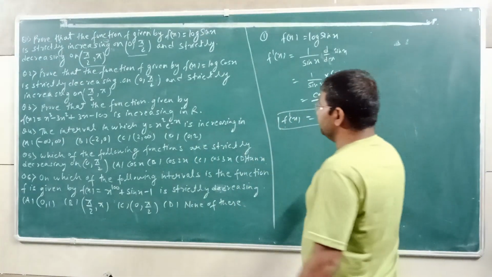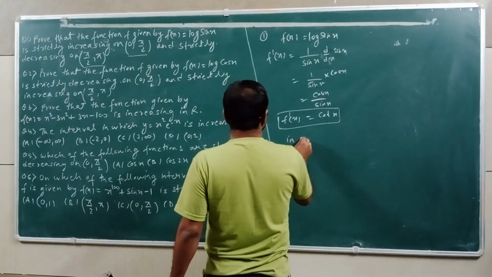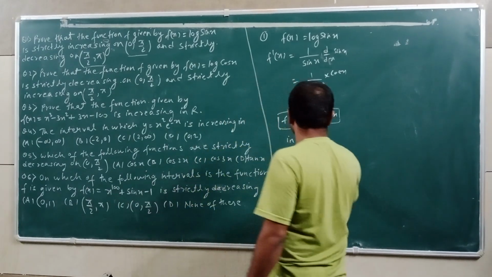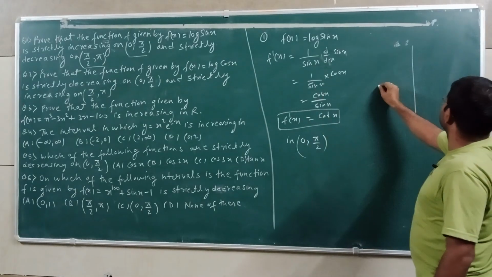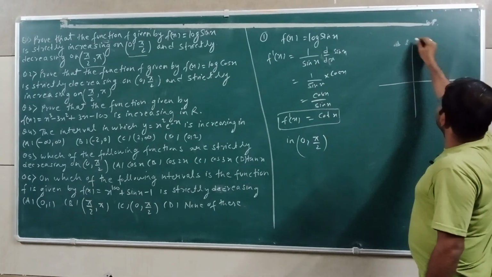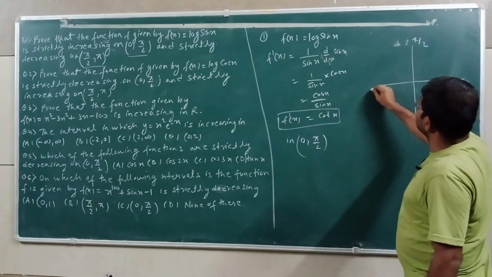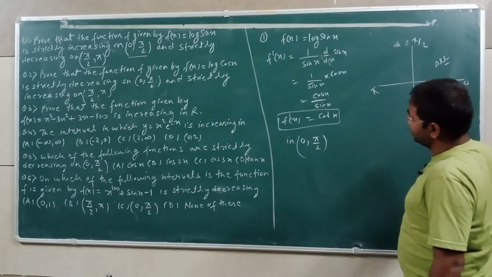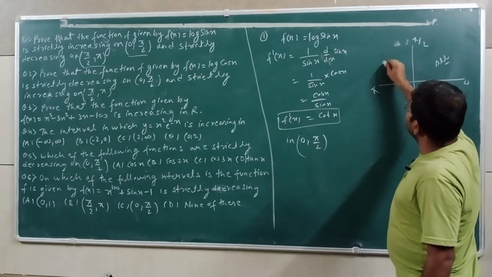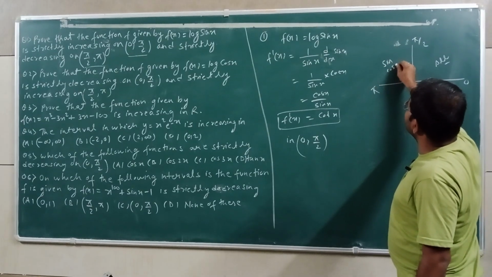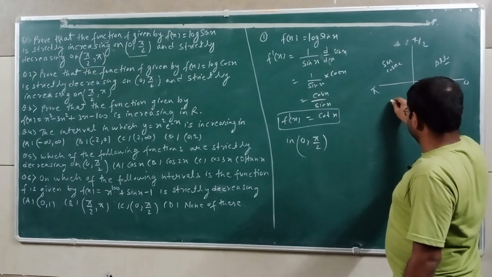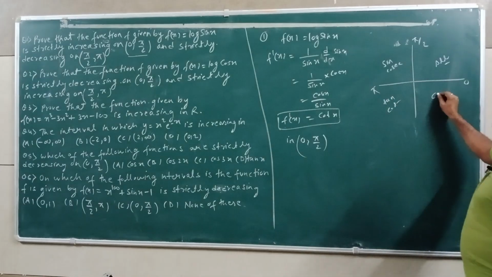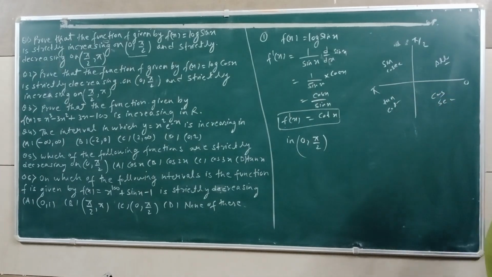Now see, in 0 comma pi upon 2, here we are making quadrants. This is 0, this is pi upon 2, this is pi. In the first quadrant all trigonometric ratios are positive. In the second, only sine and cosec are positive. In the third, tan and cot are positive. In the fourth, cos and sec are positive.